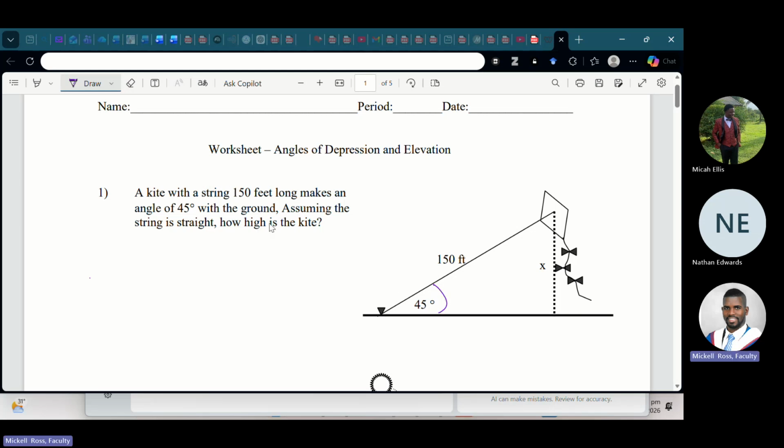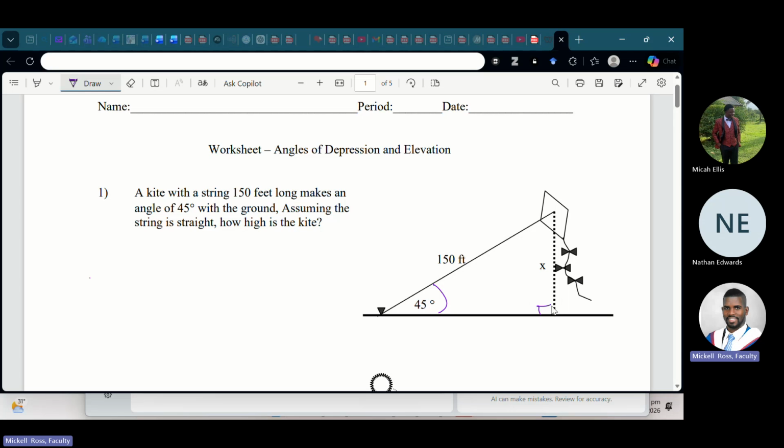Based on this question, it says a kite with a string of 150 feet long makes an angle of 45 degrees with the ground. Assuming the string is straight, how high is the kite? So the height of the kite is the same thing as the altitude of the kite. So notice what is happening here. This altitude or this height would be a perpendicular height.